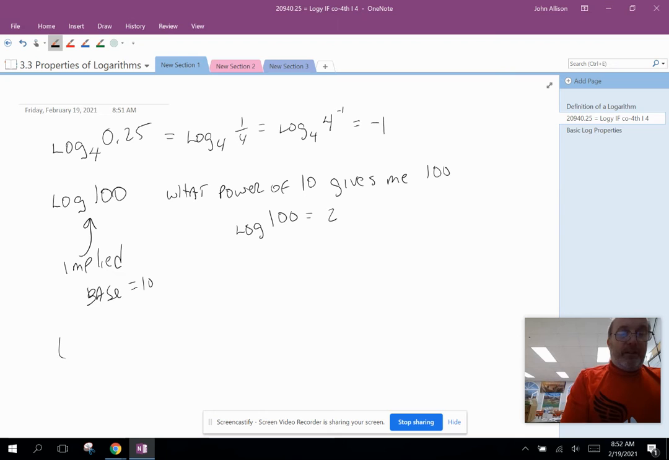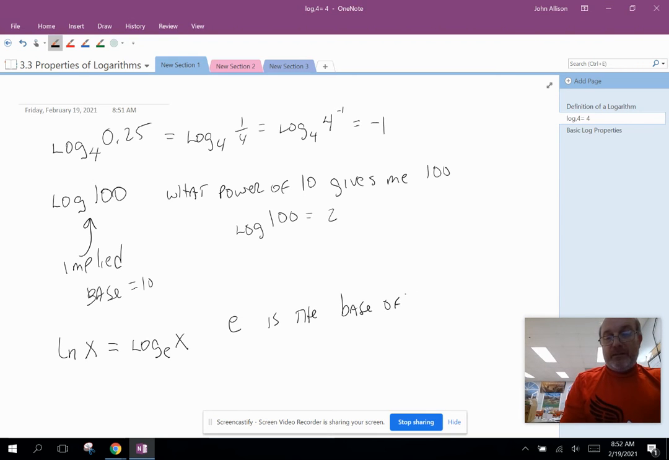There's another special base, and we write this as ln of some number, say ln x. This means log base e of x. We never write log base e; we always write ln. So now you're wondering what e is. e is what's called the base of the natural logarithm. It's an irrational number, kind of like pi, 2.71828. It goes on forever and never repeats.